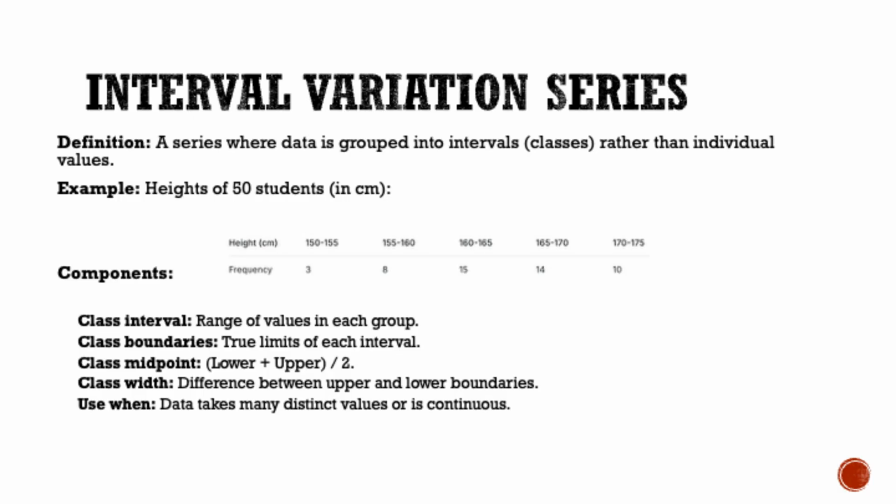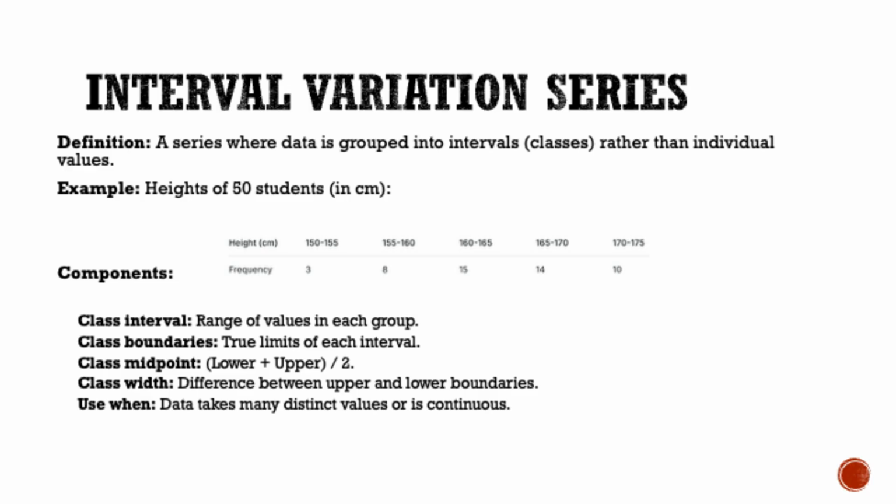Here's an example. The heights of 50 students grouped by height in centimeters. The table shows that 3 students are in the 150 to 155 centimeters range, 8 in 155 to 160 centimeters, 15 in 160 to 165 centimeters, 14 in 165 to 170 centimeters, and 10 in 170 to 175 centimeters.